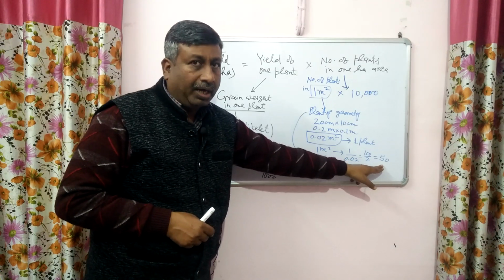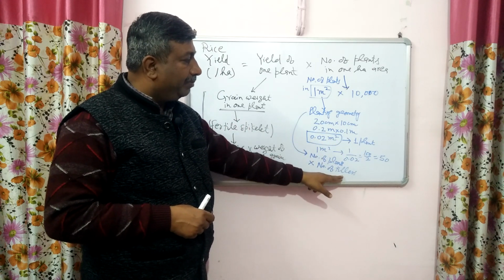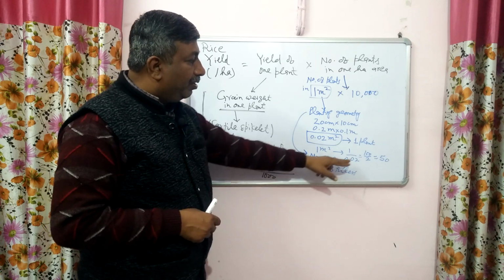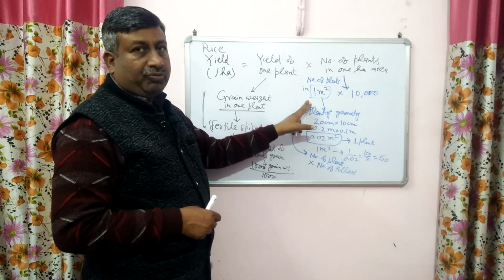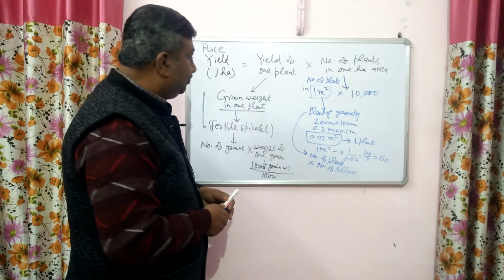So there are 50 plants. But in case of rice, it is a tillering crop, so we have to multiply it by the number of tillers. Suppose the number of tillers is 6, then the plant population would be 50 by 6, that is 300 plants. So 300 plants in 1 square meter area. Then we can calculate the plant population in 1 square meter area.